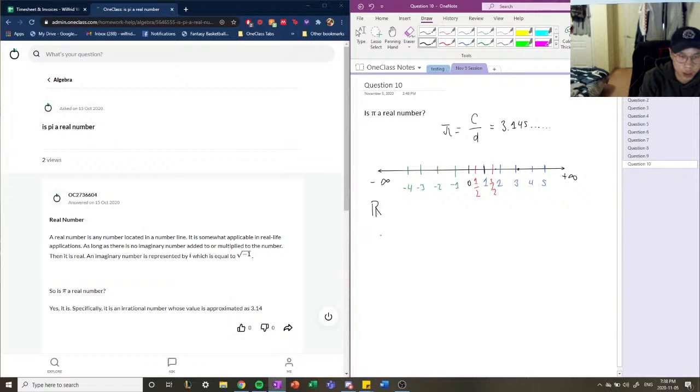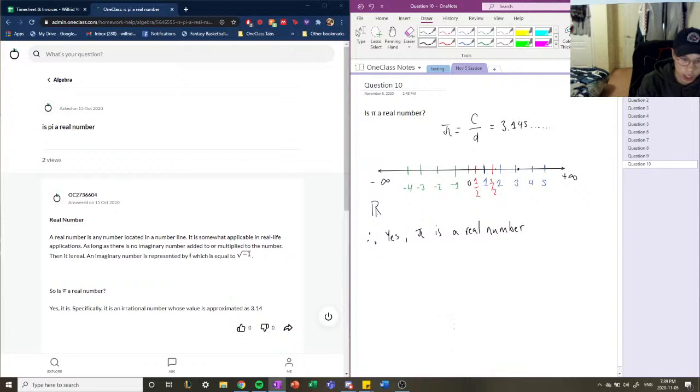So going back to our question, is pi a real number? Since it exists on the number line at 3.145, even though it's continuously running, it does exist on the number line. So yes, pi is a real number. If it had an imaginary number component, it would no longer be a real number. I'll have one more illustration to show you how to think about it.